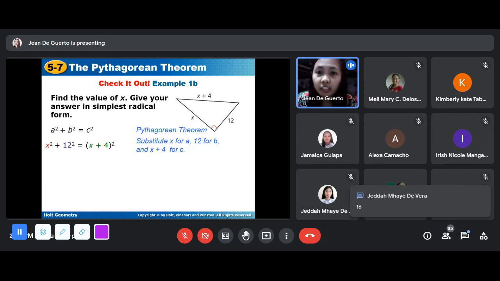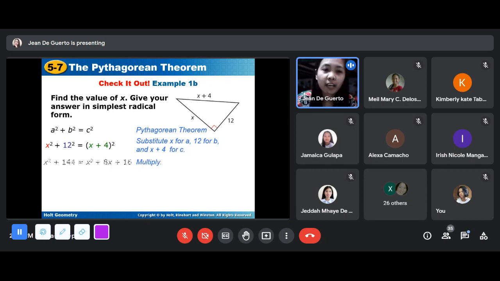Okay, sabi ni Jeda 16. So check natin kung tama yung 16. Okay, so x squared plus 12 squared is equal to the square of x plus 4. So therefore, we should have x squared plus 144 is equal to x squared plus 8x plus 16. Okay, ayun yung product ng square ng x plus 4. X squared plus 8x plus 16.